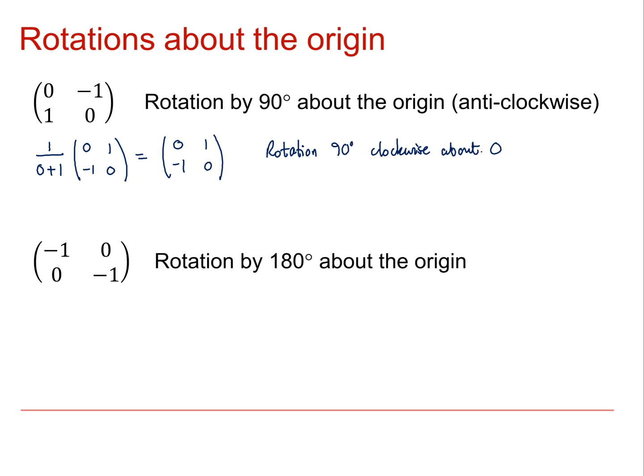What about a rotation 180 degrees about the origin? This should be self-inverse, because if you apply that transformation twice, you'll get back to where you started. So let's check. Multiplying that matrix by itself does give you 1, 0, 0, 1, the identity matrix.